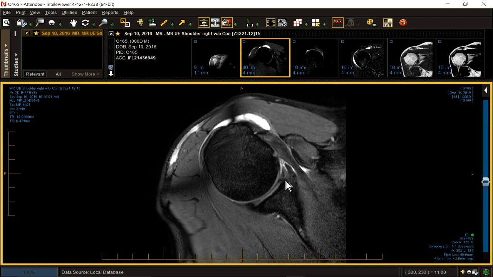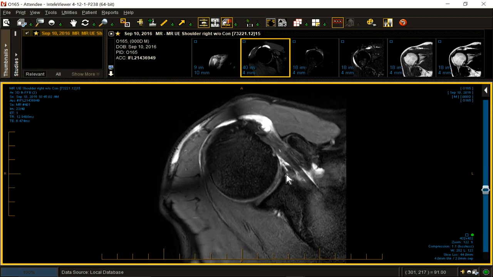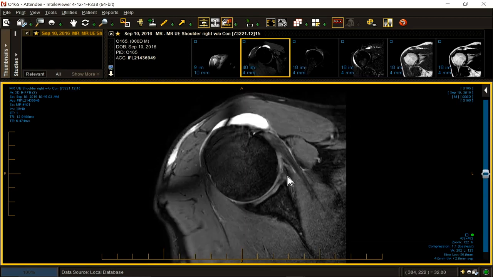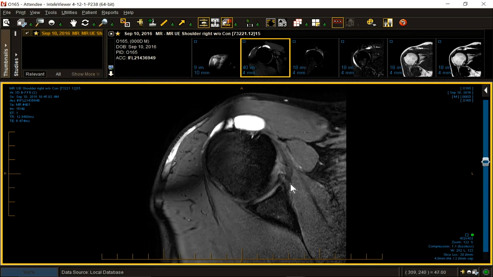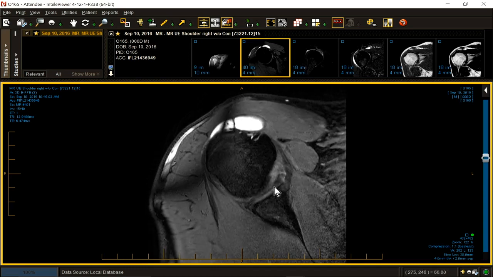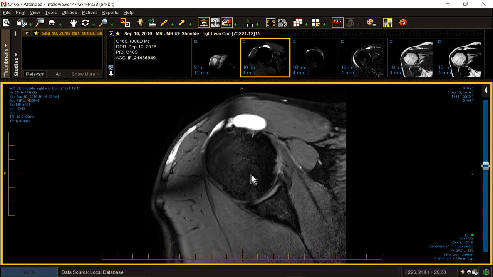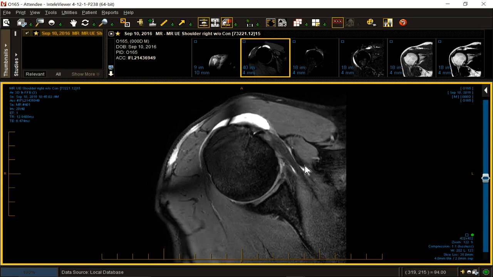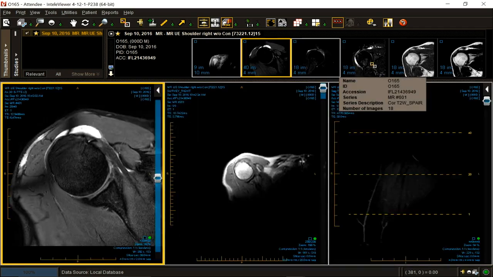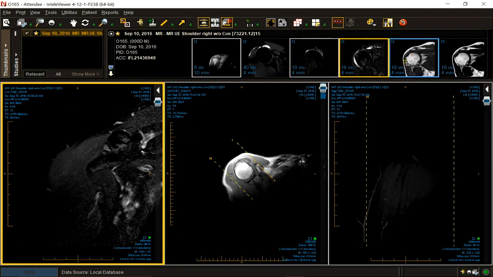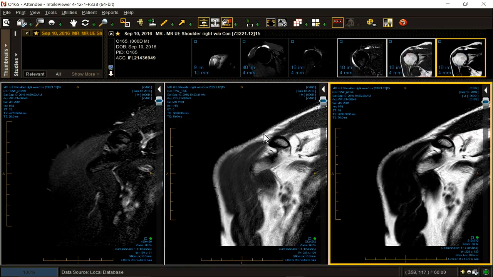Our labra looked pretty good. Nice and pointed as we come down. Well defined. The humeral head is centered. Let's look at something more vertically oriented. Our coronals. We've got 3 of them. A PD, a T1, a T2.